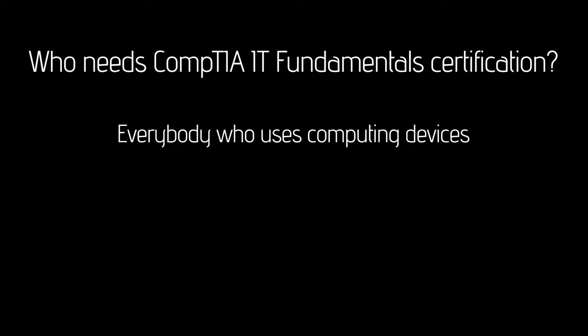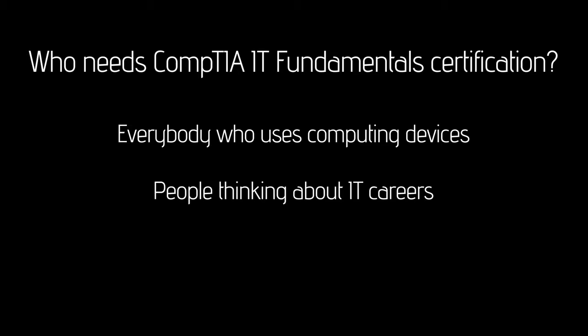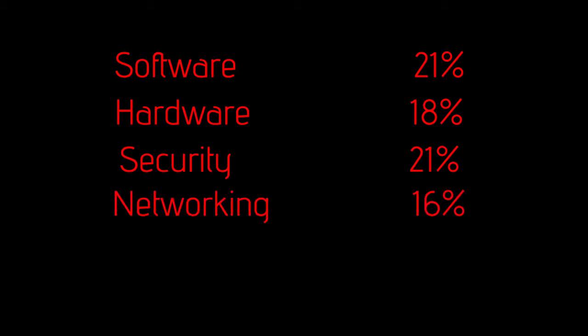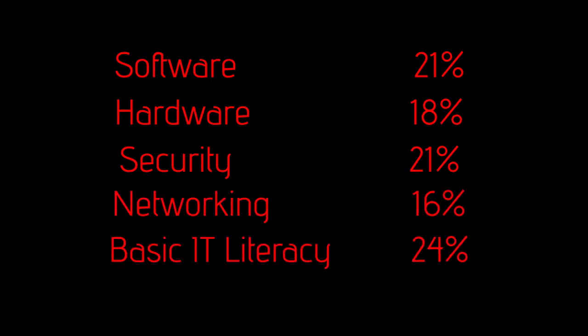The certification targets two groups of people: folks who need to know the essentials of computing, that's pretty much everybody, and people who are thinking a career in IT might be cool and want to dip their toes into the water. The IT Fundamentals objectives consist of 5 parts: software, hardware, security, networking, and basic IT literacy. You can see the percentages on the screen.